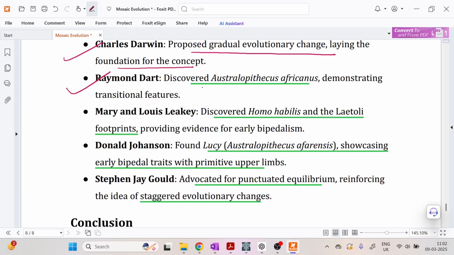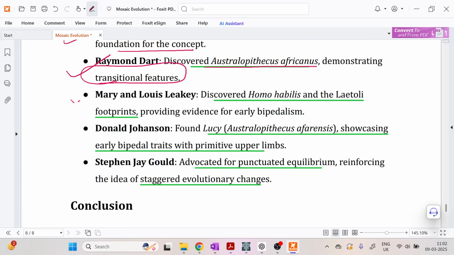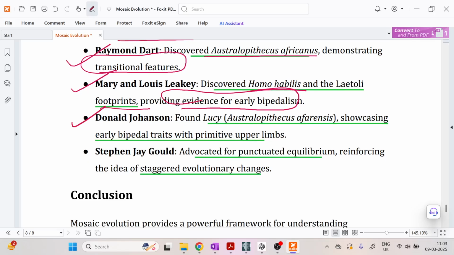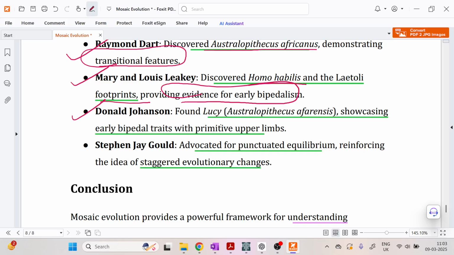Second, Raymond Dart, who discovered Australopithecus africanus, which demonstrated transitional features. Third, Mary and Louis Leakey discovered Homo habilis and lithoid footprints, providing evidence for early bipedalism. Fourth one, Donald Johanson, who found Lucy, Australopithecus afarensis, which showcase early bipedal traits with primitive upper limbs.